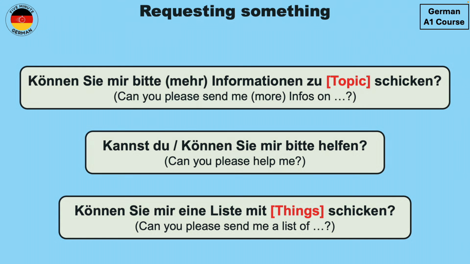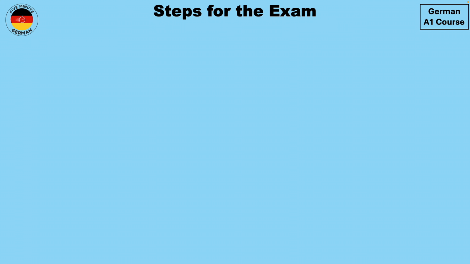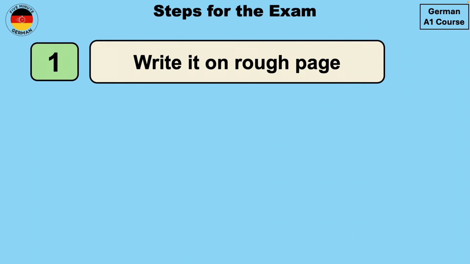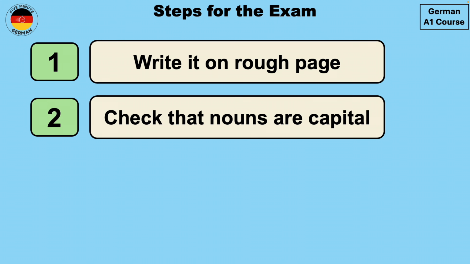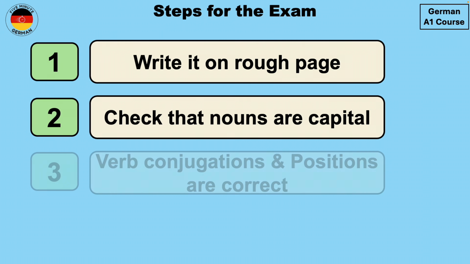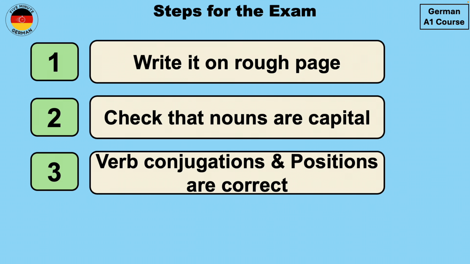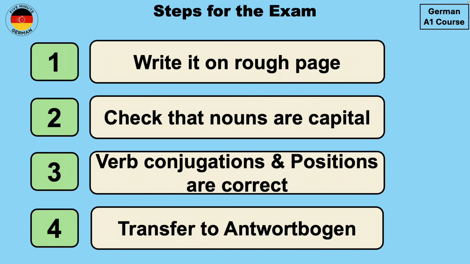Now before we end, let me give you a suggestion of how you should approach this part of the exam. So first of all, you should write your email on a rough page. Once you are done writing your email, then you should check that all the nouns that you have used in your email are capital, because nouns in German always have the first letter capital. After that, you should check if you are using the correct verb conjugations and the positions of the verbs are also correct. For example, if you use a modal verb, then the main verb should go to the end of the sentence. Once you have proofread your letter, then you should transfer it to the Antwortbogen. This is the answer sheet.